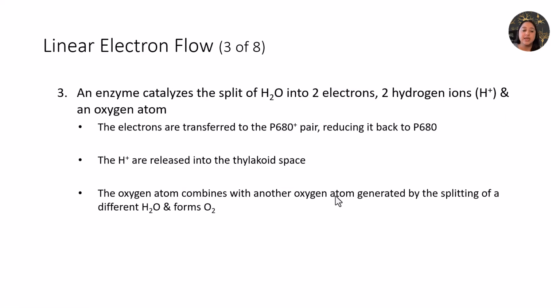Step 3, an enzyme catalyzes the split of water into 2 electrons, 2 hydrogen ions, and an oxygen atom. The electrons are transferred to the P680 plus pair, reducing it back to P680. The hydrogen ions are released into the thylakoid space. An oxygen atom combines with another oxygen atom made by the splitting of a different water, and then together, those two oxygen atoms form atmospheric oxygen, O2.